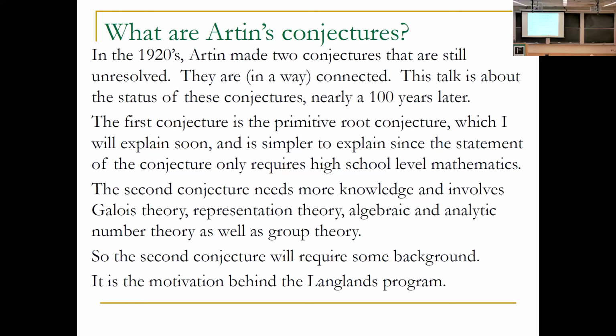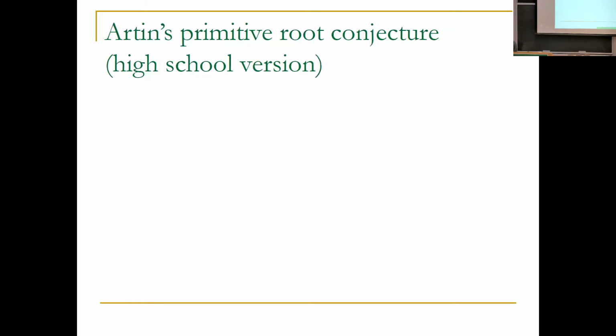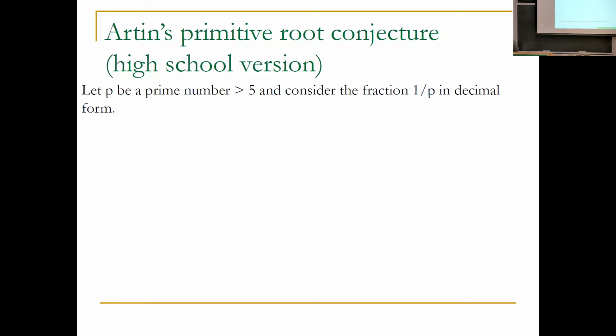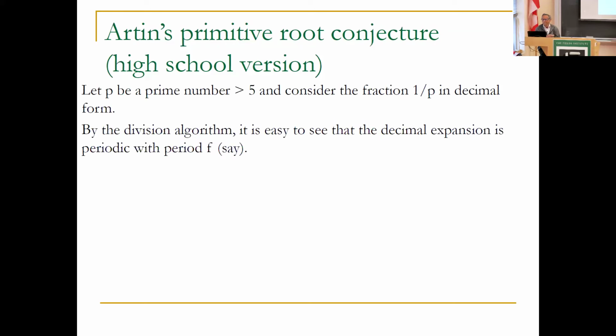The motivation of the second conjecture is actually the motivation behind the Langlands program, as Professor Arthur would certainly testify to that fact. So, Artin's primitive root conjecture, the high school version. Hopefully there are some high school students here, but if not, that's fine. Let p be a prime number and consider the fraction 1 over p and write that down in decimal form. By the division algorithm, it's easy to see that the decimal expansion is periodic.